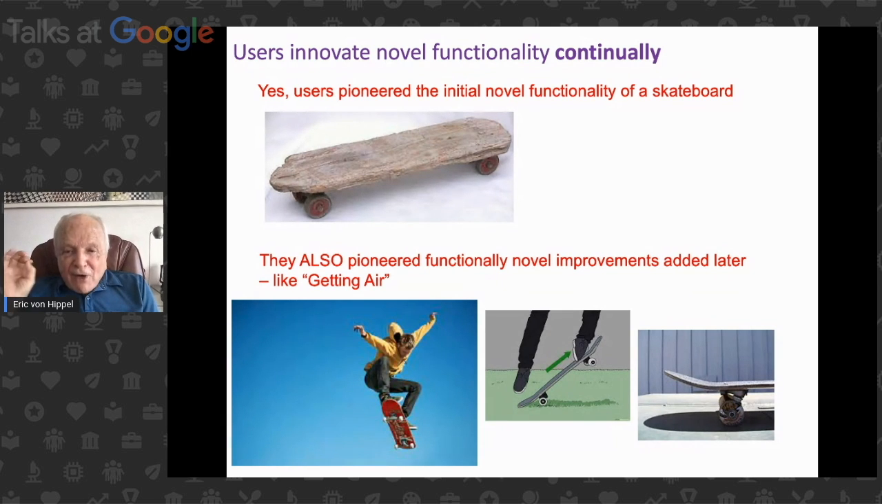Again, the manufacturers don't do that because they don't understand the need. It's the user intervening in the middle of the market, in this case, where there is a market already, but a novel functional improvement is added later.